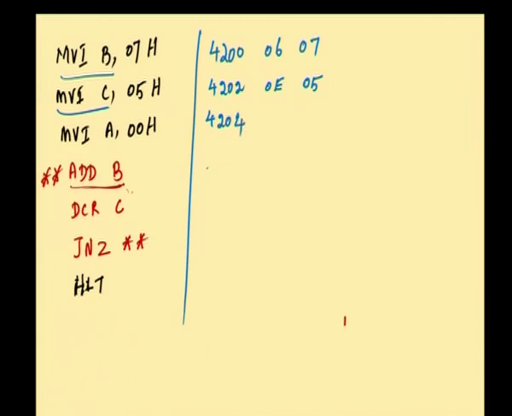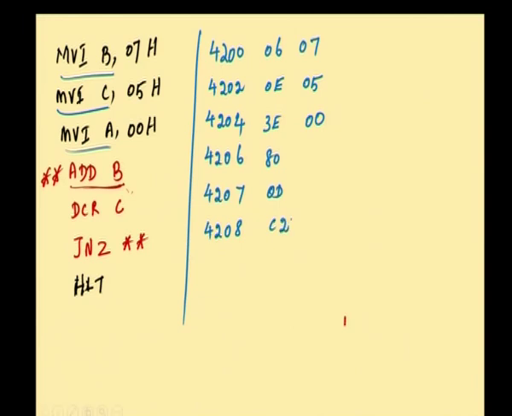So, next one is 04, MVI A, which is 3E00. Okay. Then 4206. Now, you have to enter opcode for add B, which is 80. This is a single byte instruction. Then you take 4207, write DCR C, which is 0D. Then there is a single byte instruction. Then you take the next instruction, jump on non-zero, opcode is C2.